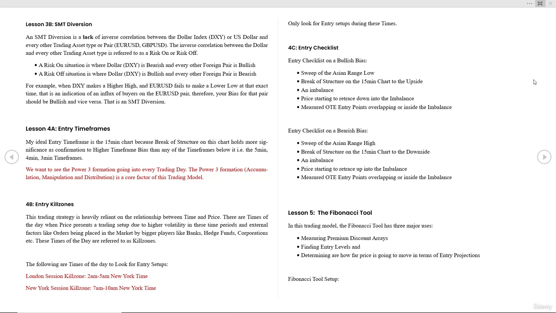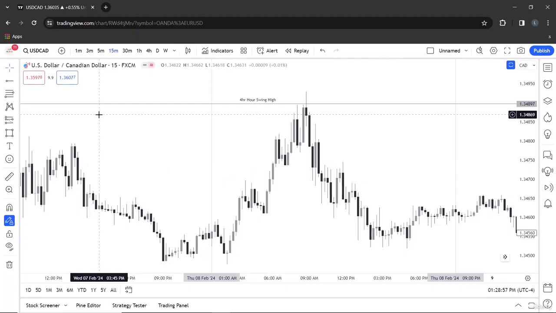I will show you my Fibonacci settings and you can set yours up too. All right, so let's go to the chart right now. So this is the USD CAD 15-minute chart. And to piggyback off the last video, where I had a list of everything you need to see in order to take a trade entry, let's just piggyback off that.